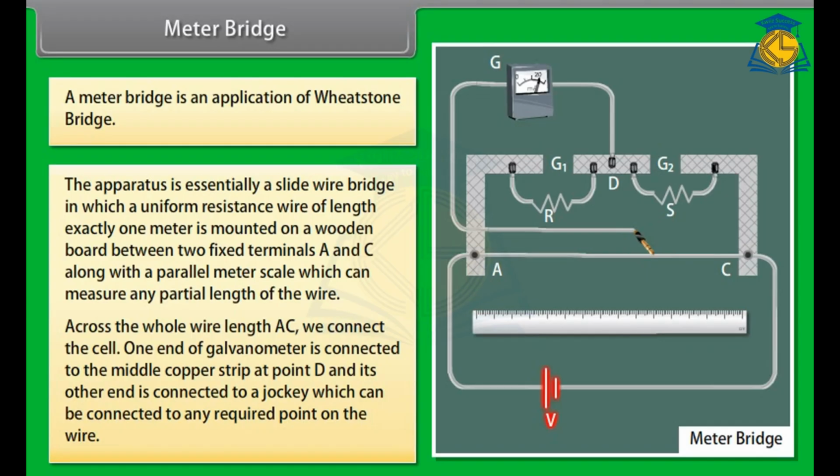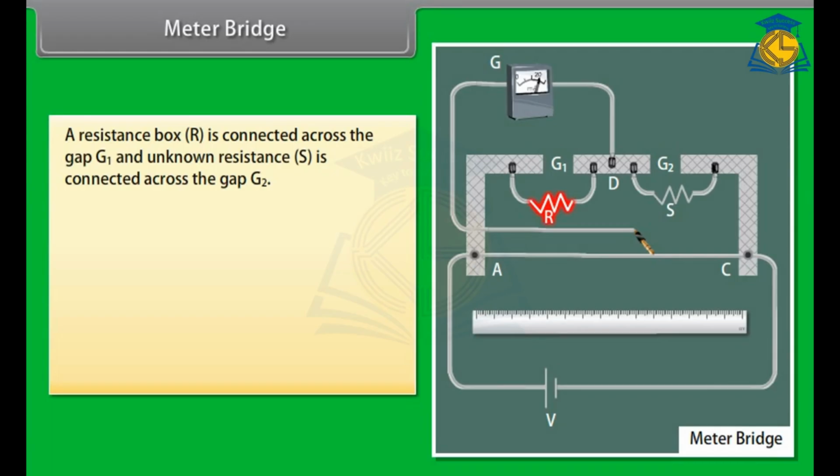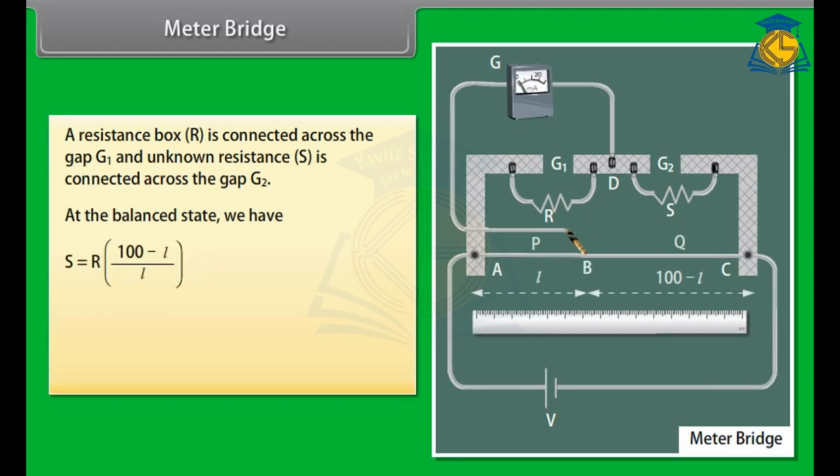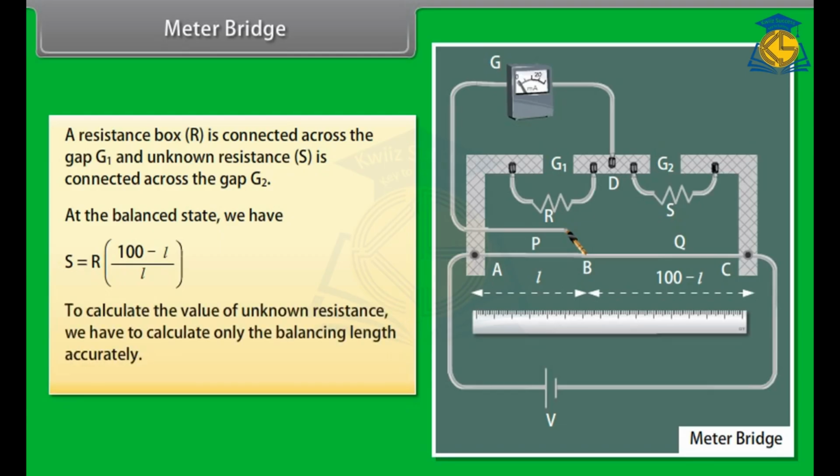One end of the galvanometer is connected to the middle copper strip at point D, and its other end is connected to a jockey which can be connected to any required point on the wire. A resistance box is connected across the gap G1 and unknown resistance is connected across the gap G2. At the balanced state, we have S is equal to R times (100 minus L) upon L. To calculate the value of unknown resistance, we have to calculate only the balancing length accurately.